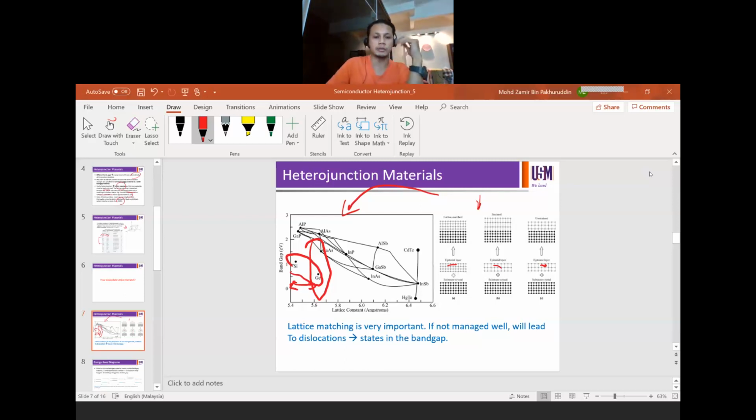On the y-axis is the band gap of the materials. So lattice matching is very important. If not managed well, it will lead to dislocation and states in the band gap, right? You can see the effects illustrated on the right hand side: if the lattice is matched, if it has strain, if it's not matched at all.